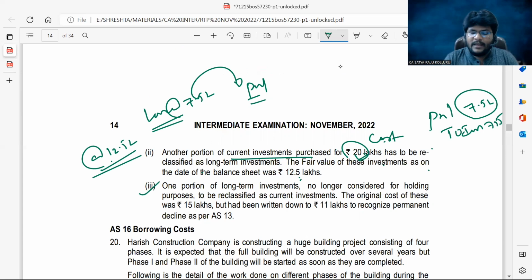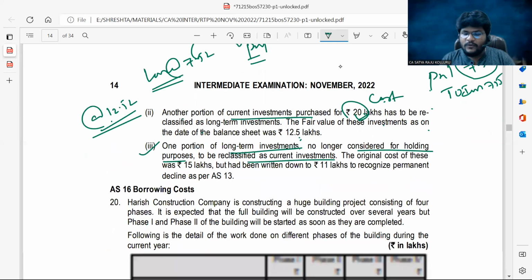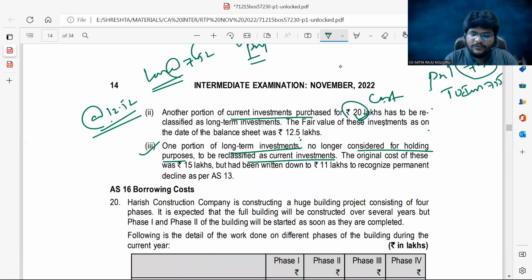Come to point number 3. One portion of long-term investments no longer considered for holding purpose is to be reclassified as current investments. Long-term to current: cost or carrying amount, whichever is lower. So the original cost was 15 lakhs but had been written down to 11 lakhs to recognize the permanent decline as per AS13, which was the carrying amount. 15 lakhs or 11 lakhs, whichever is lower, that is 11 lakhs.